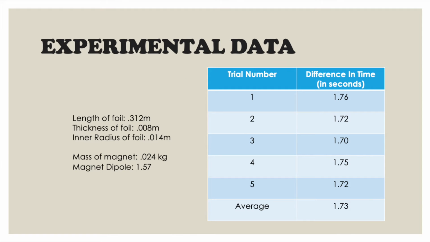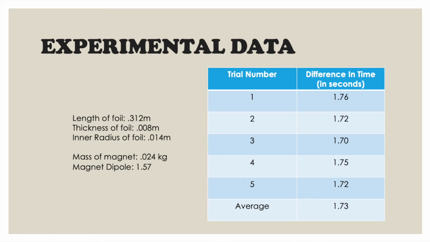When it came to collecting the experimental or manual data, I measured the length, width, and inner radius of the aluminum foil tube. We were also instructed to use the magnetometer app, which we used in past labs. In this lab, we were using it to find the north end of the small bar magnet.